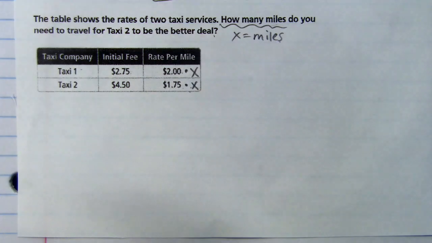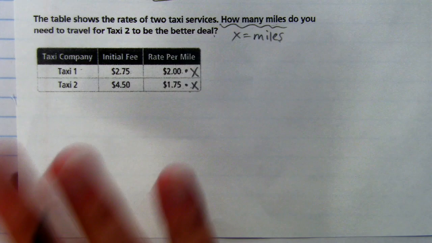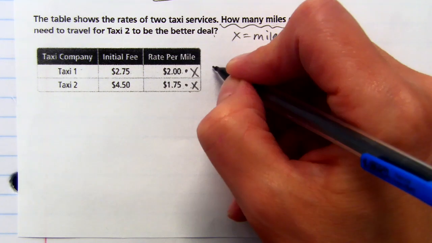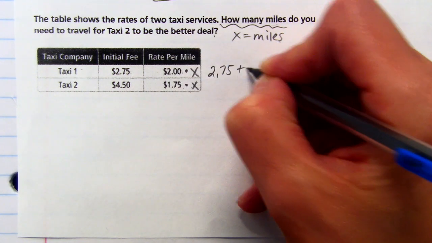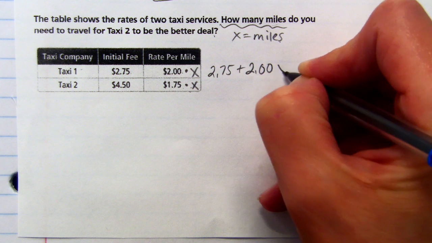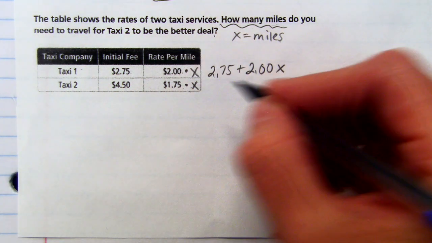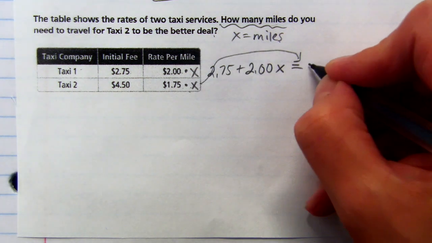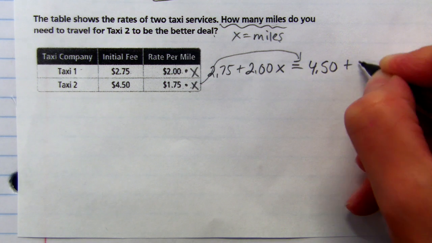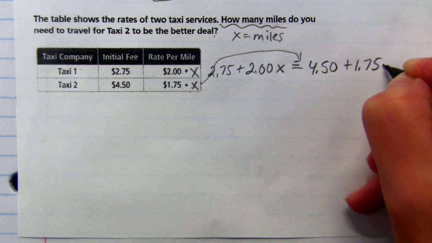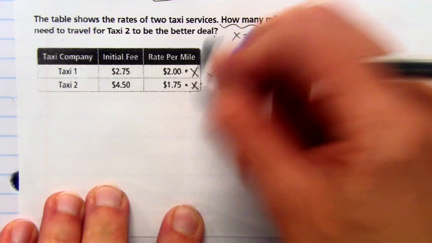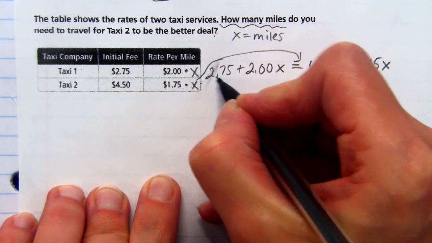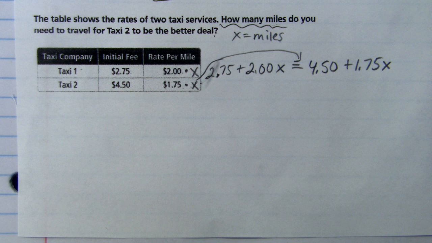This initial fee is just a flat fee. It is what it is, regardless of how many miles. So for taxi 1, it's $2.75 plus $2 per mile, or X. For taxi 2, I'm actually going to write it over here because I want to make an equation. It's going to be $4.50 plus $1.75 per mile. So when you start seeing that per stuff in a story problem, a lot of times that's where your X is going to go, or your M or your Z or whatever you're calling it. And so that's the hard part, setting it up.